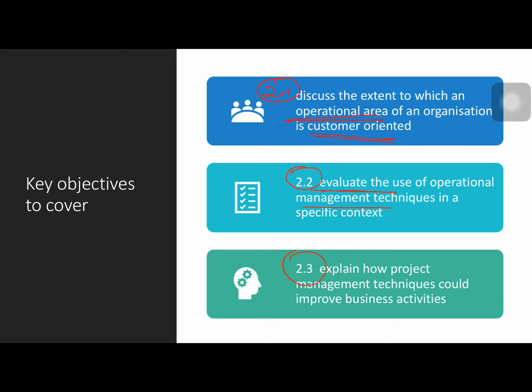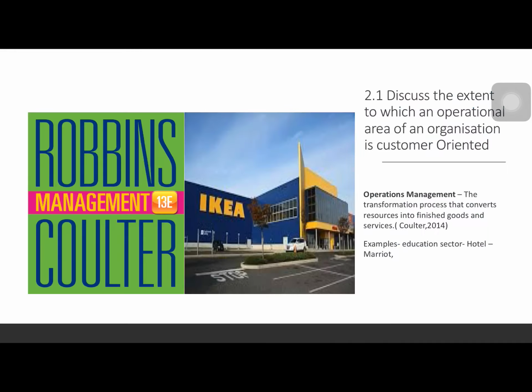On the third assessment criteria, we try to explain how project management techniques work. We should know what the project management techniques are and how those techniques could improve business activities. So we should talk about specific examples and explain with regard to that context. So 2.1, discuss the extent to which an operational area of an organization is customer oriented.